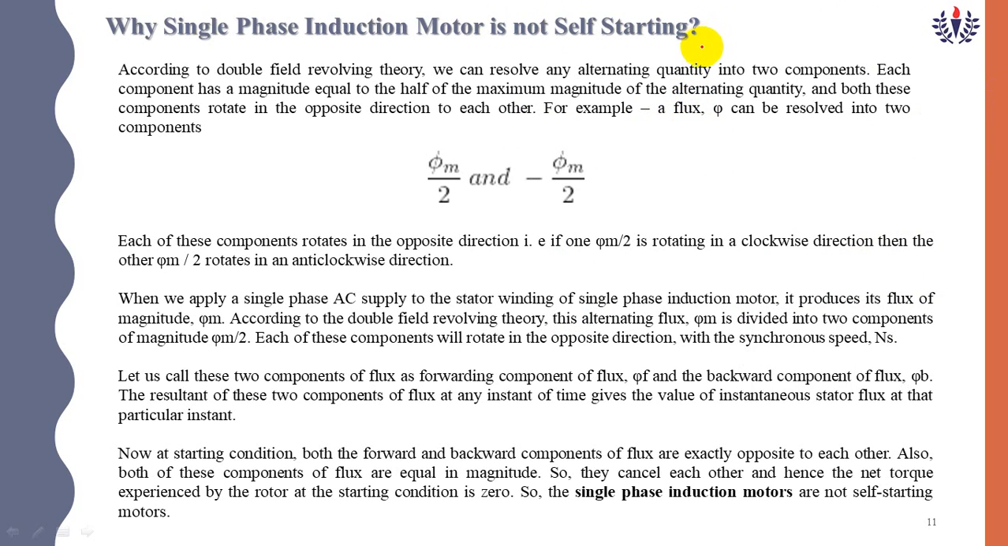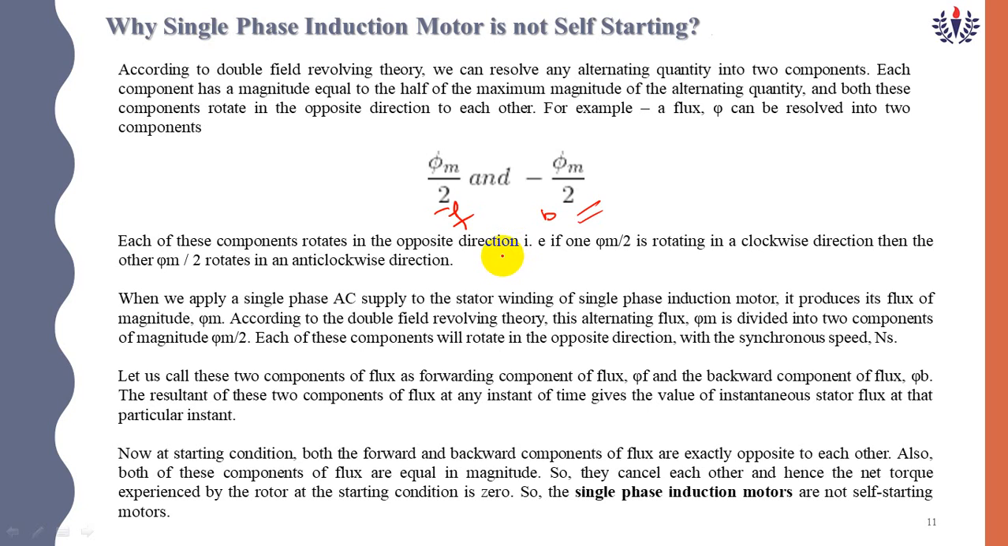Two fluxes are produced in this single phase induction motor. These 2 fluxes each cover half of the portion: phi 1m by 2 for forward, and minus phi 1m by 2 for backward. Because of these 2 fluxes, which oppose each other, it is not possible to operate the motor in a self-starting manner. To make the motor self-starting, these 2 fluxes should not be cancelled.